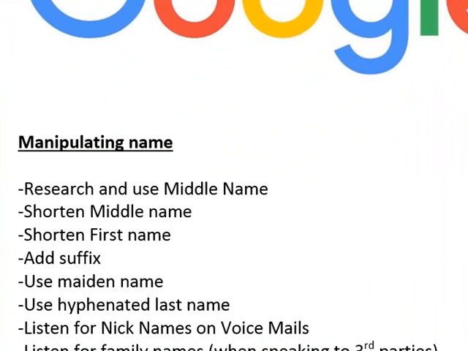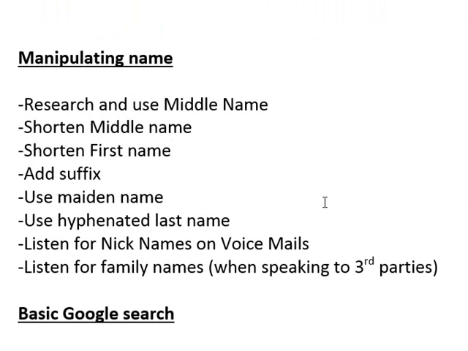So first off, you want to make sure you're searching the correct name. So if you're looking for the right name, that's the first step, right? So here's a couple of hints on manipulating the name to make sure you're searching the right one. Research and use the middle name. Some people have really dorky first names, and they'd rather use the middle name, so that might be one. Shorten the middle name, shorten the first name, add a suffix. We talked about it earlier. If you're looking for a teacher, on the school website, the teacher might want to be called Mr.